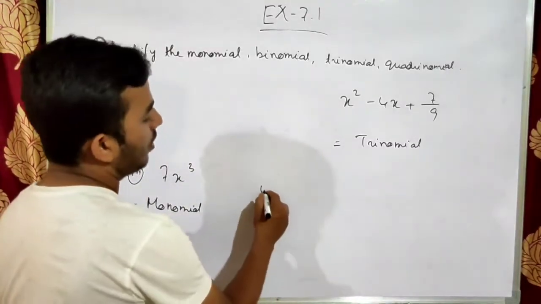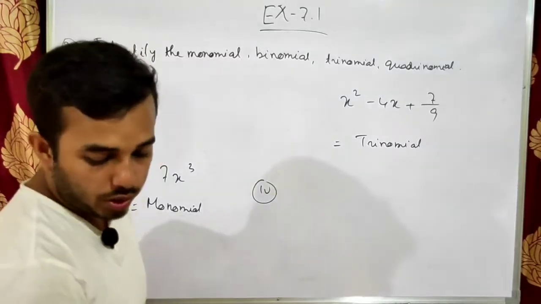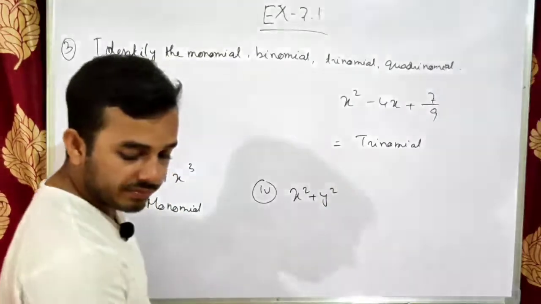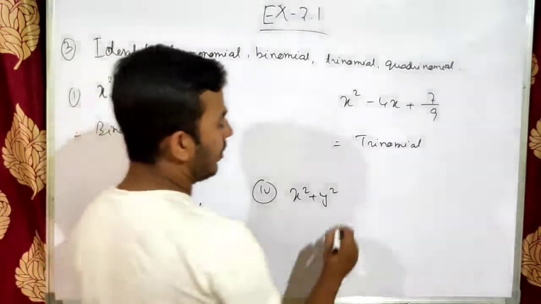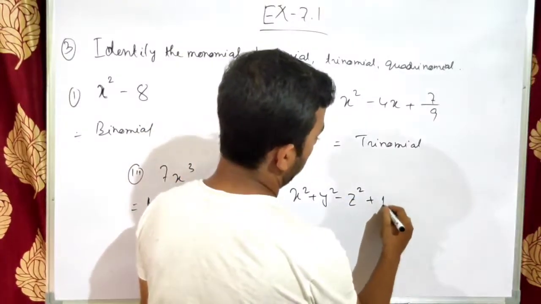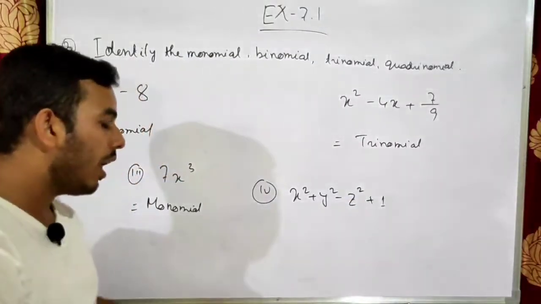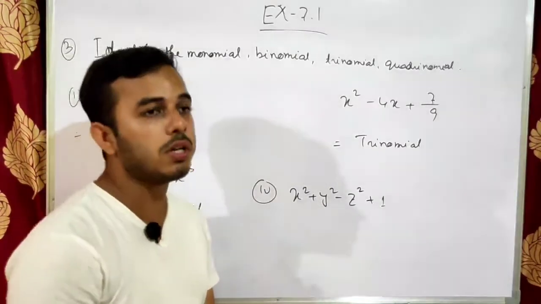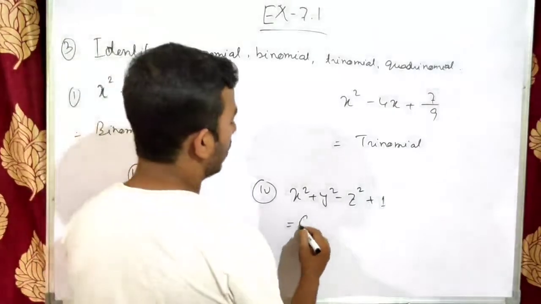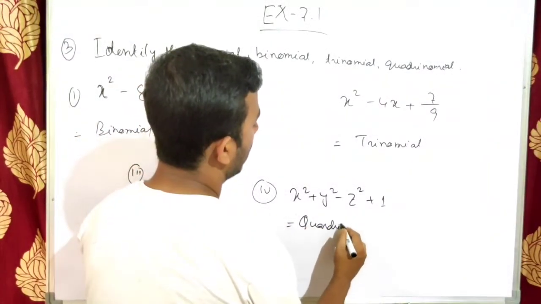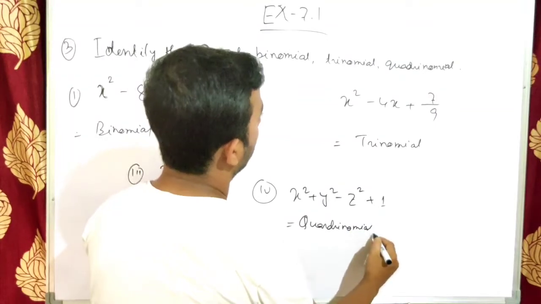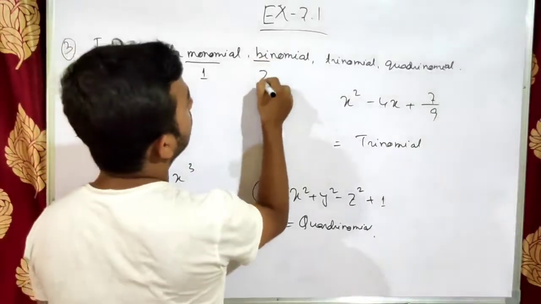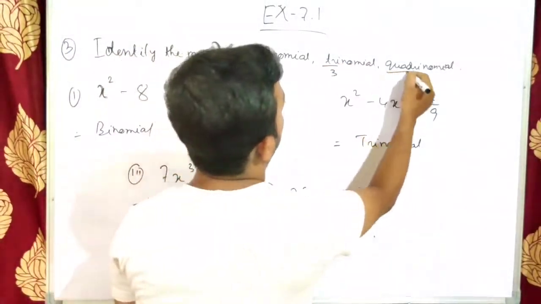Okay, and let us write one quadrinomial. x square plus y square minus z square plus 1. Look, how many terms are there? 1, 2, 3, 4. So this is known as quadrinomial. Mono means 1, bi means 2, tri means 3, quadri means 4.